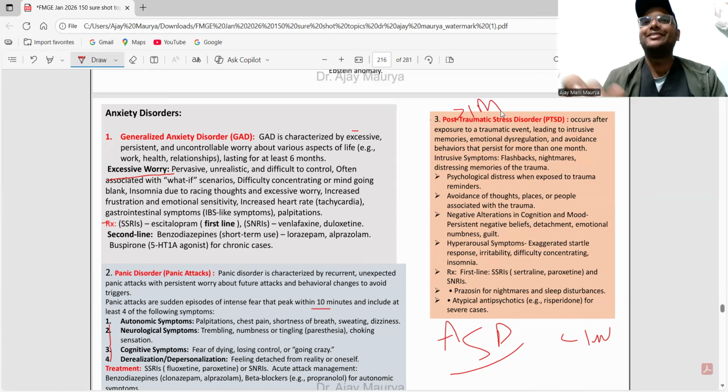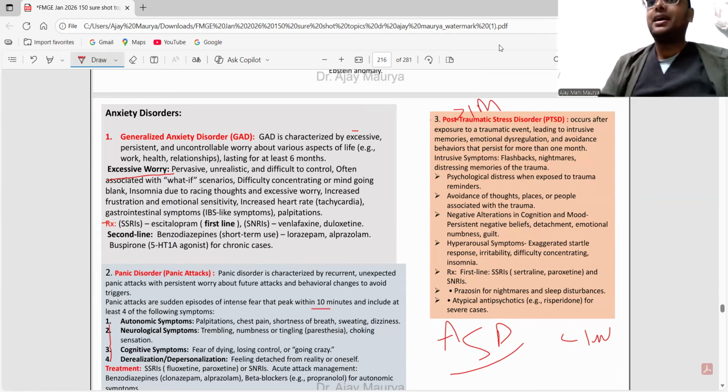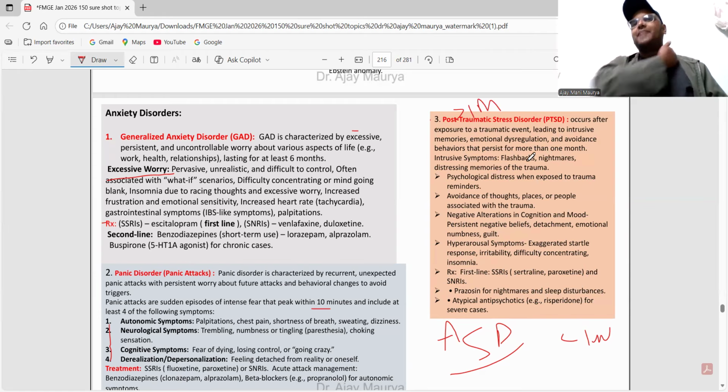So both have the same thing, that is the symptoms. They will have the nightmares. They will have the flashbacks. That's it. But the thing is that you have to remember this difference.